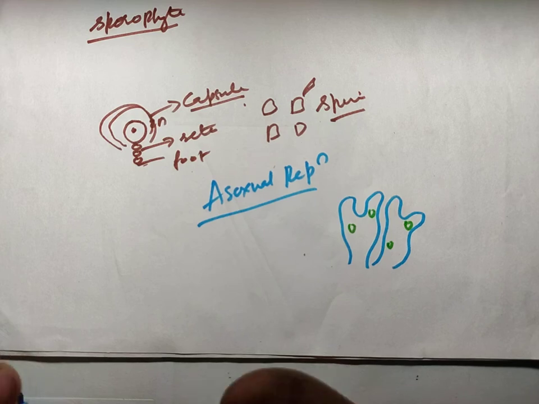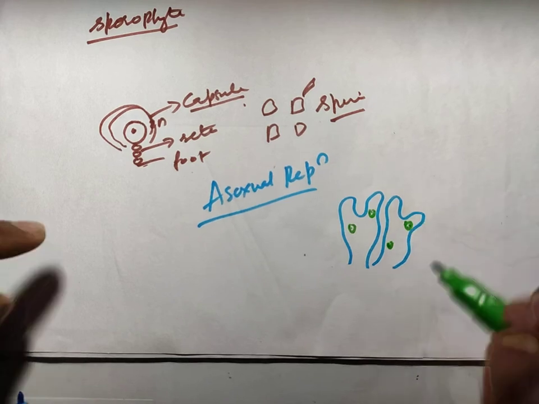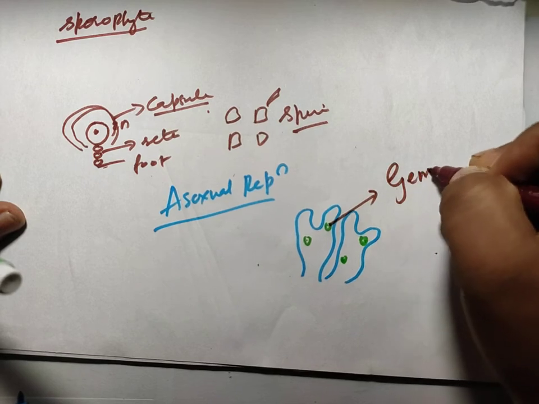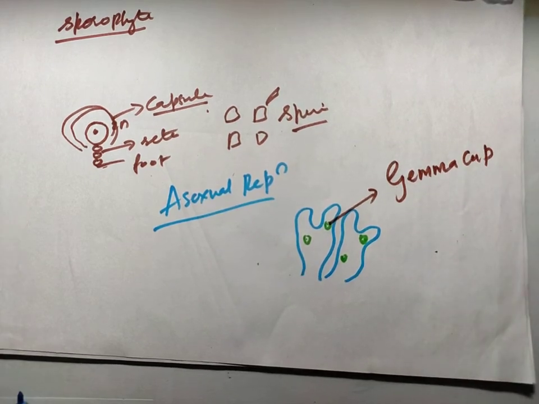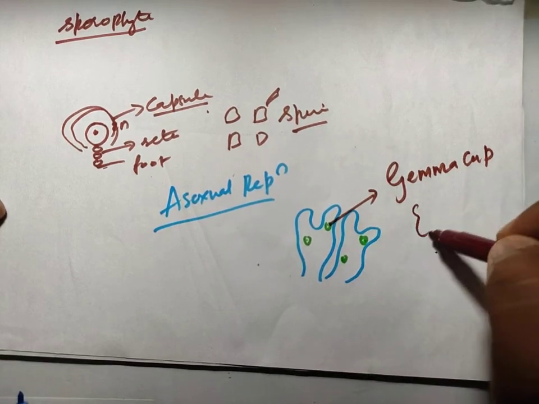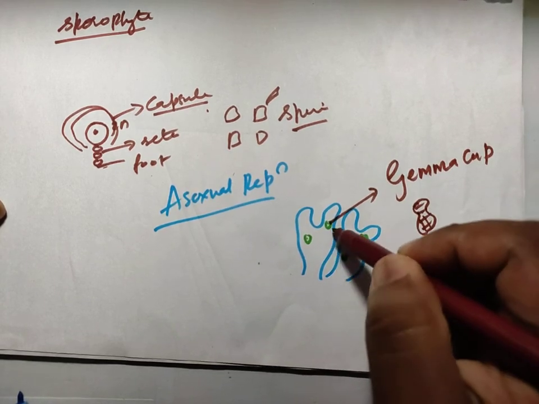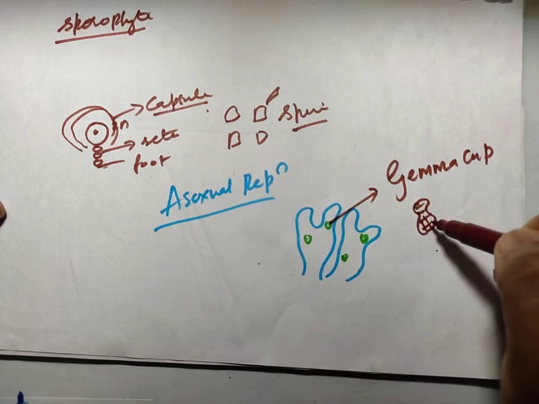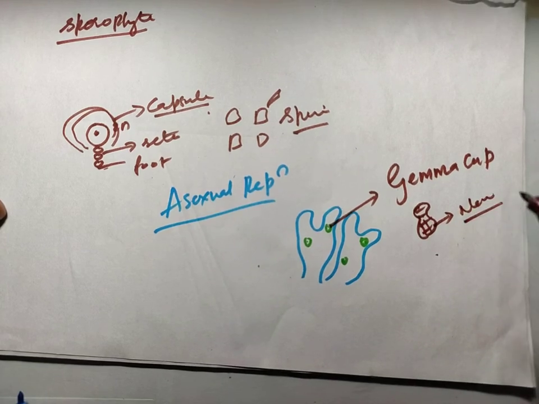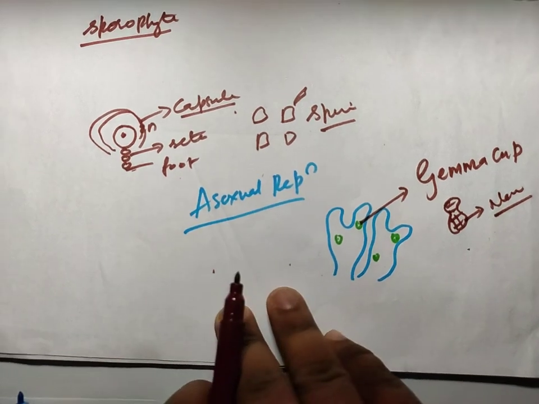Round circular structures like this, and inside them you have small club-shaped structures. These round structures are called gemma cups. Gemma cups have club-shaped structures like this. When these club-shaped structures come out, they can develop into a new plant. So that is asexual reproduction. This is what is there in bryophytes.